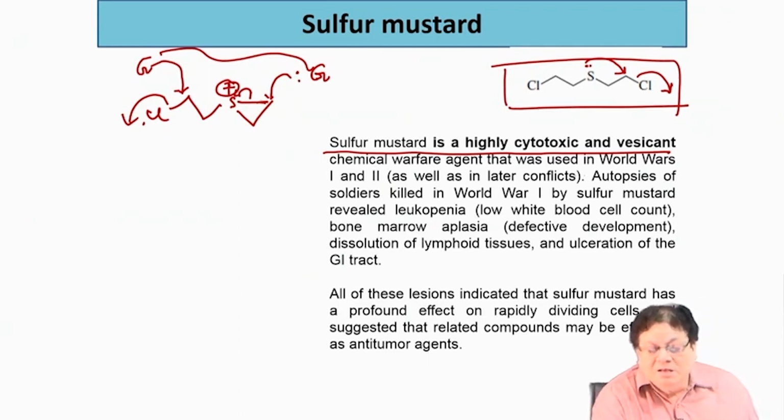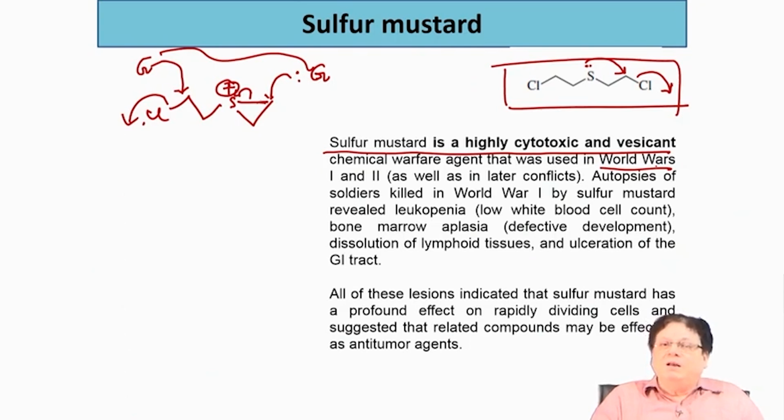Okay. So, this compound, basically at that time it was in World War I and II, was used as a chemical warfare agent. But what they found was that the persons who had been exposed to sulfur mustard, when they analyzed their blood count, developed what is called leukopenia.